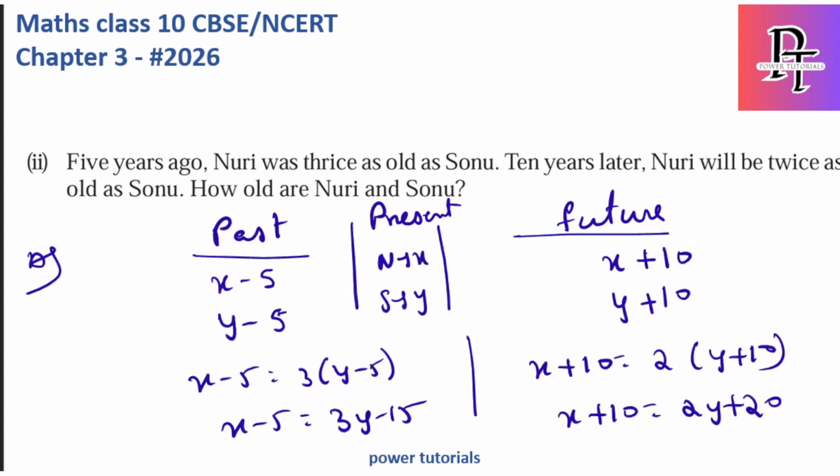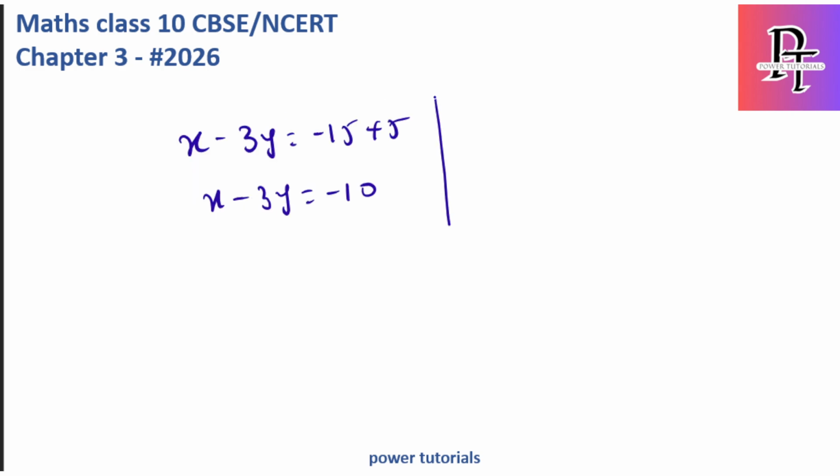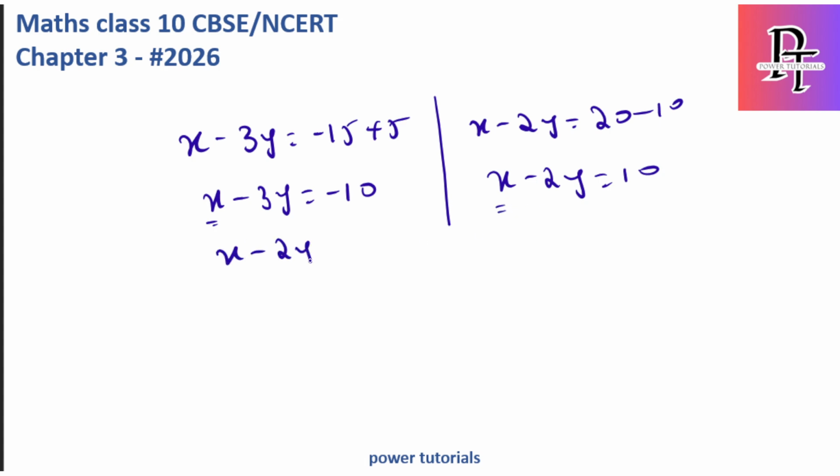Okay, what about second? X minus 2y is equal to 20 minus 10. So x minus 2y is equal to 10. I got two equations. You can see x coefficients both are same, so simply I will do subtraction. X minus 2y is equal to 10. If I do subtraction, minus plus minus, x gets cancelled out, minus 3 plus 2, minus y is equal to minus 20. So y value is 20.